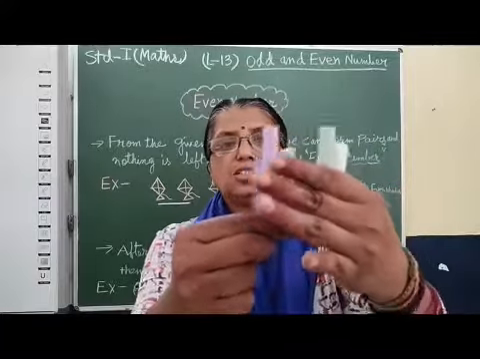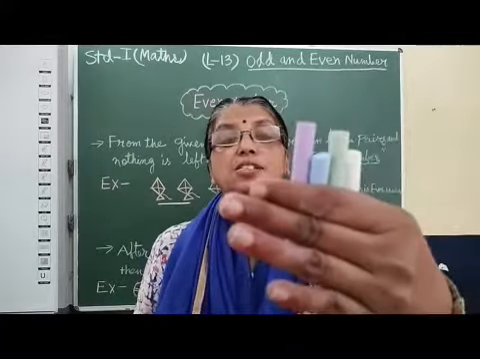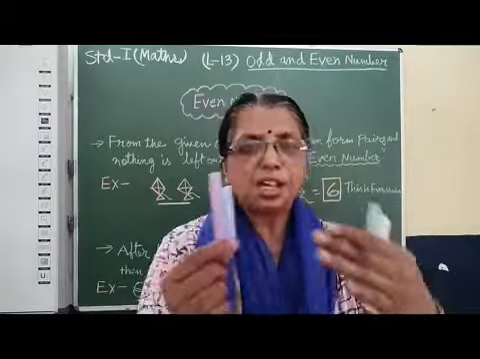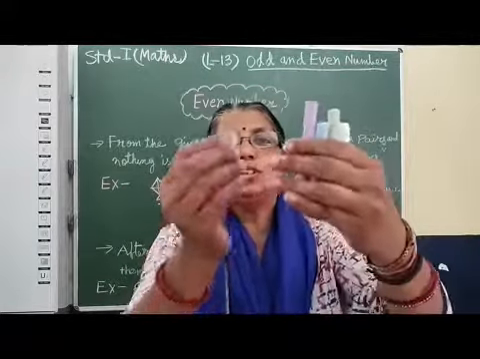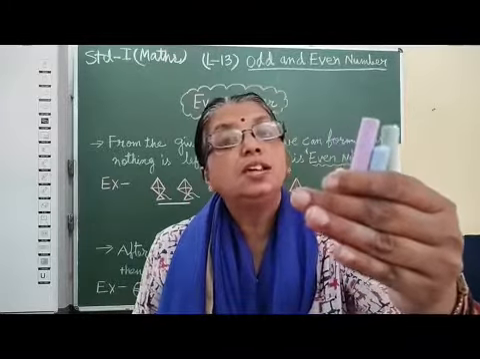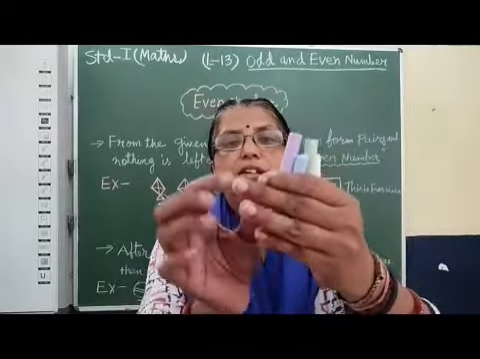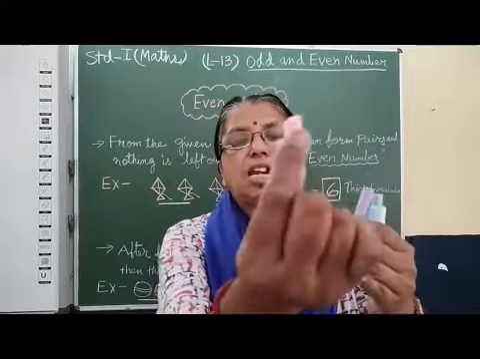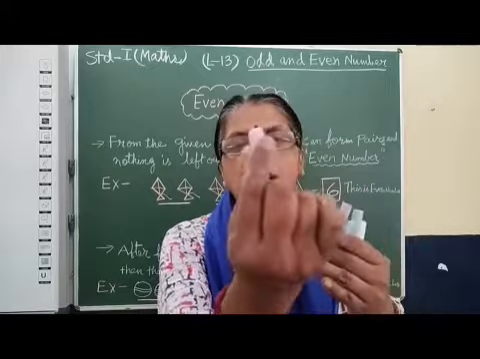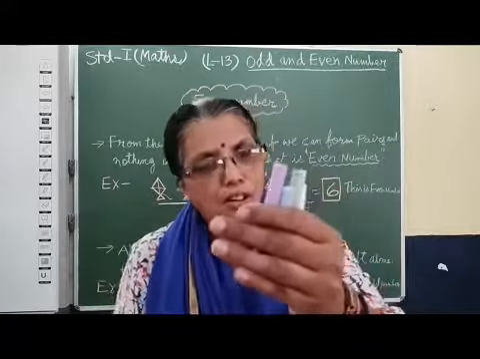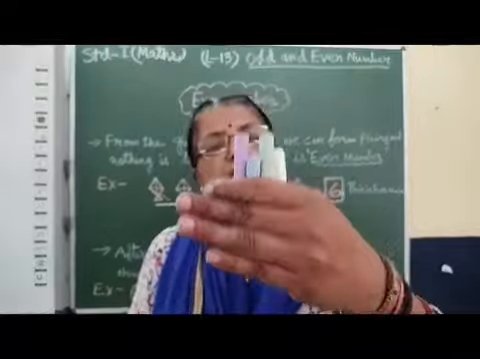If I show you this 4, you will say this is an even number, because two pairs can be formed, one pair, two pairs. If I show these 5 chalks, then you will say it is an odd number, because one pair, two pairs, and this pink chalk does not have any pair. It is alone. So 5 is an odd number, but 4 is an even number.